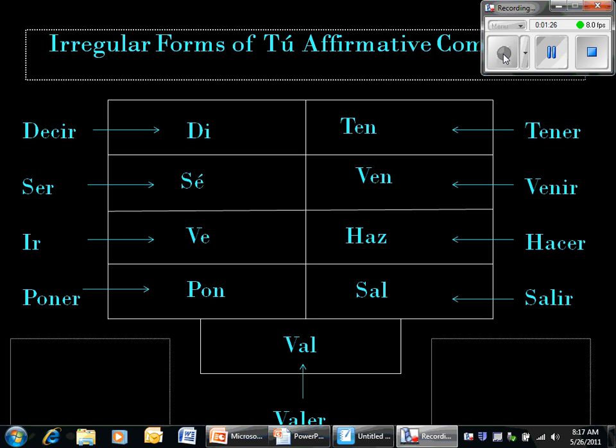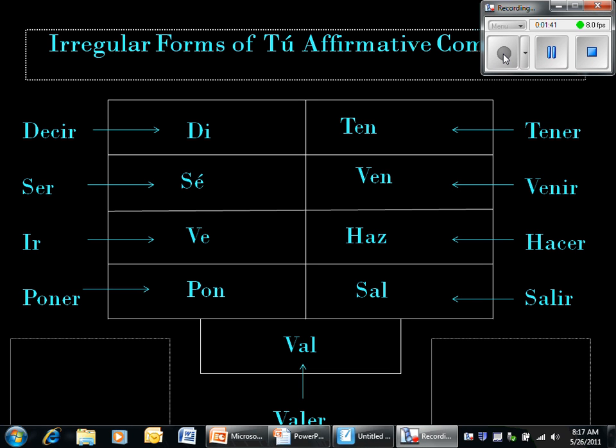There are 9 irregular forms of affirmative tú commands. You will need to memorize them. We have di, sé, ve, pon, ten, ven, haz, sal, and val. These irregular verbs are only used in the affirmative form of tú commands.